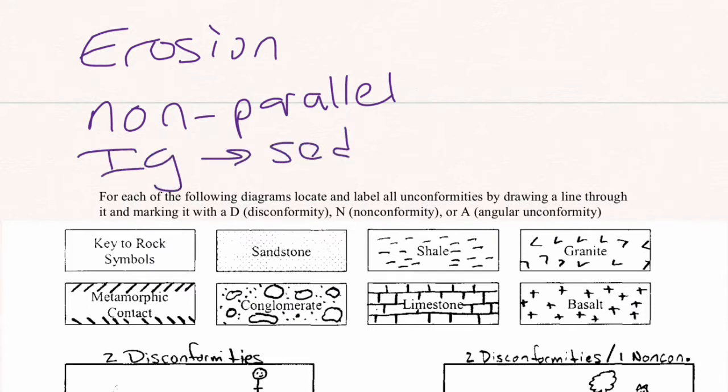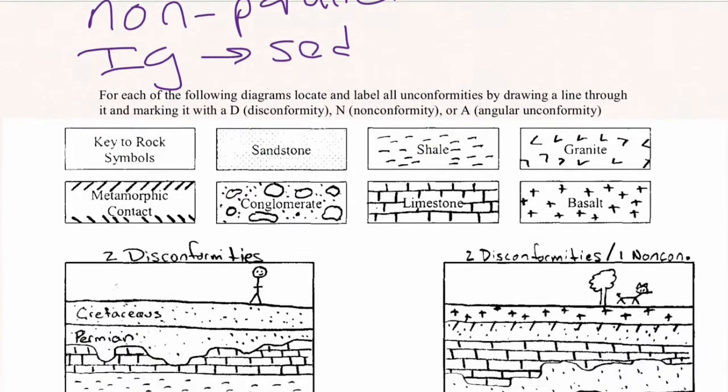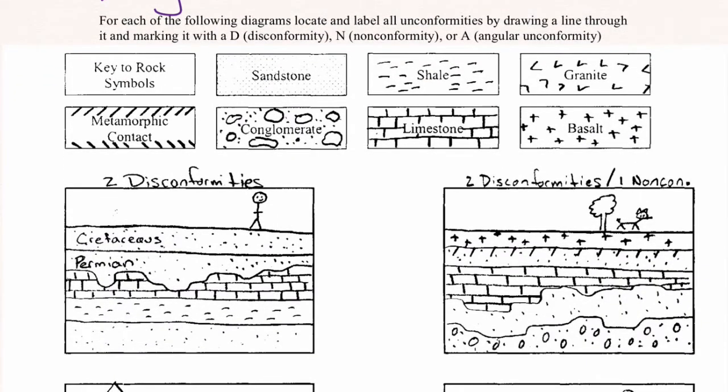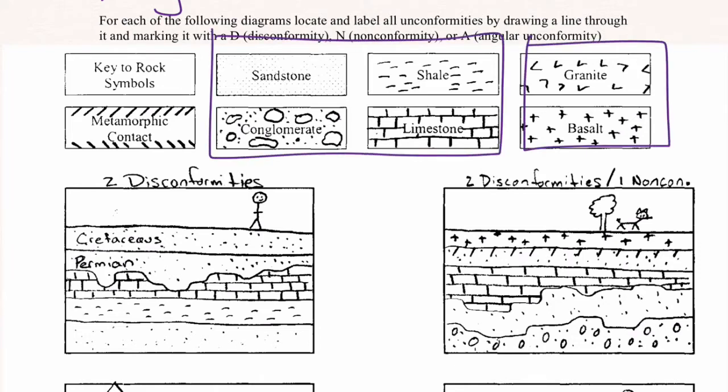So let's go ahead and take a look. One key thing to note is that we have our rock symbols here. All of these guys here are sedimentary, and these guys here are igneous. That's going to be our clue for nonconformities. As the directions say, for each of the following diagrams, locate and label all unconformities by drawing a line through it and marking with a D for dis, N for non, and A for angular. Let's go ahead and do that real quick.